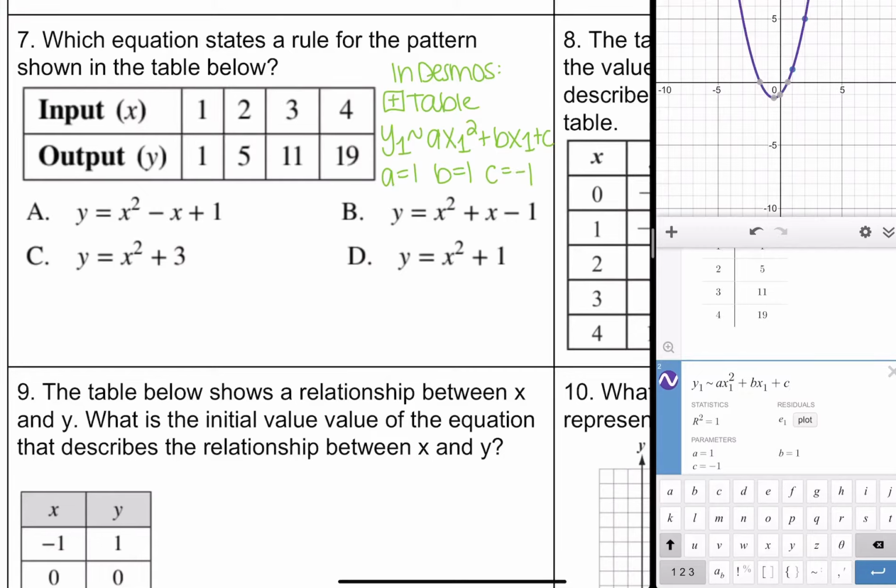So a is 1, b is 1, c is negative 1. So that means in our equation of y equals ax squared plus bx plus c, we just found the a, b, and c value, we plug them in. So 1x squared plus 1x plus negative 1, or just minus 1. And you can simplify that even more to just x squared plus x minus 1. So that is option B.